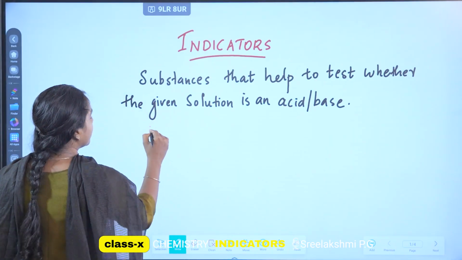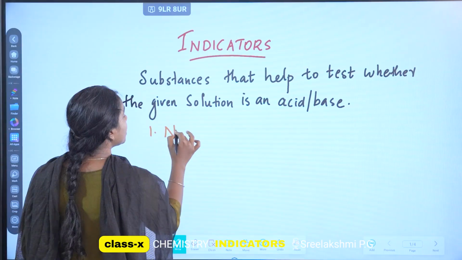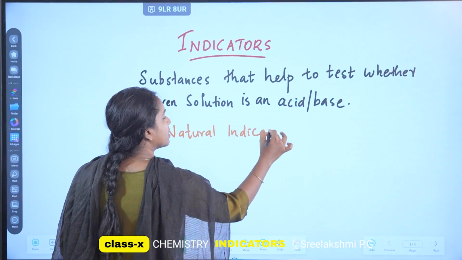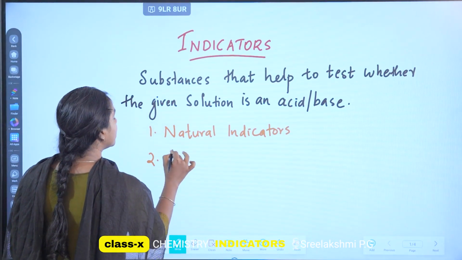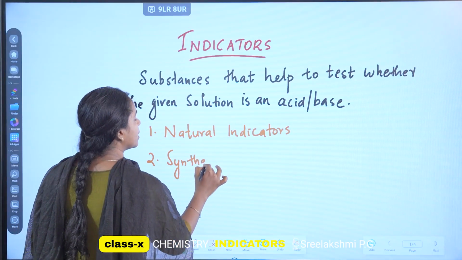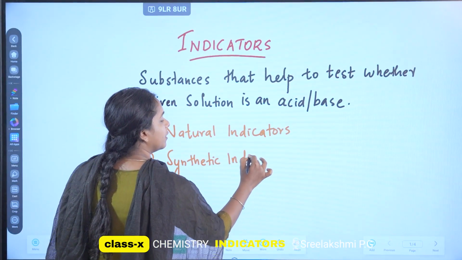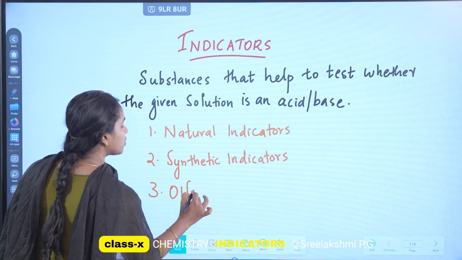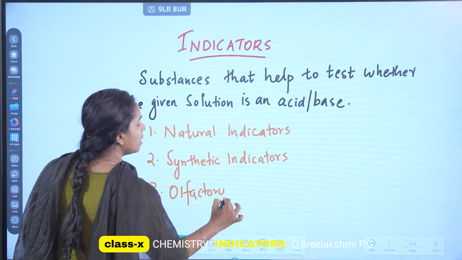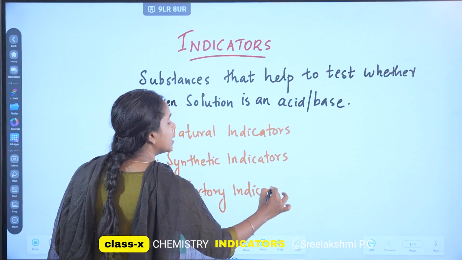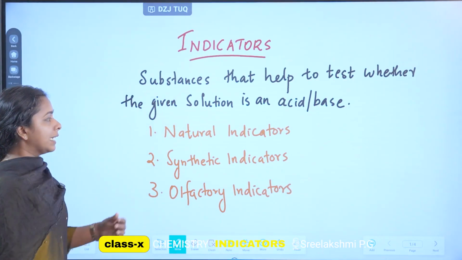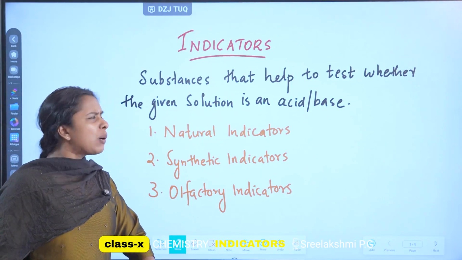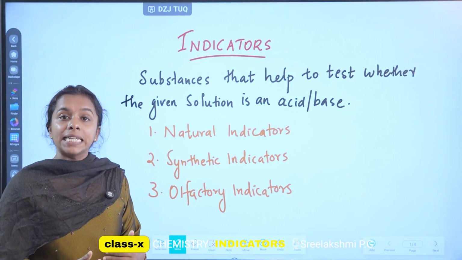So we will look into the different categories of indicators. The first one is natural indicators, and the second one is synthetic indicators, and the third one is olfactory indicators. Okay, so there are 3 types of indicators: natural indicators, synthetic indicators and olfactory indicators. Now what are these indicators? That we will study in detail.